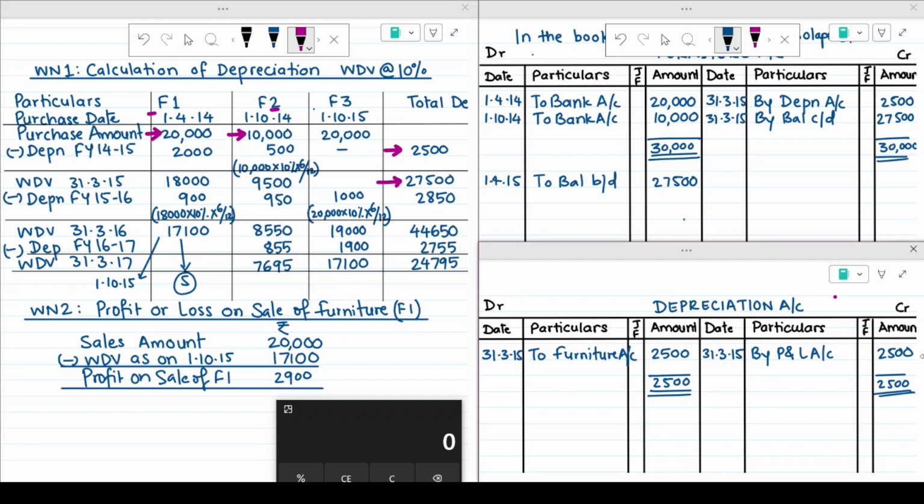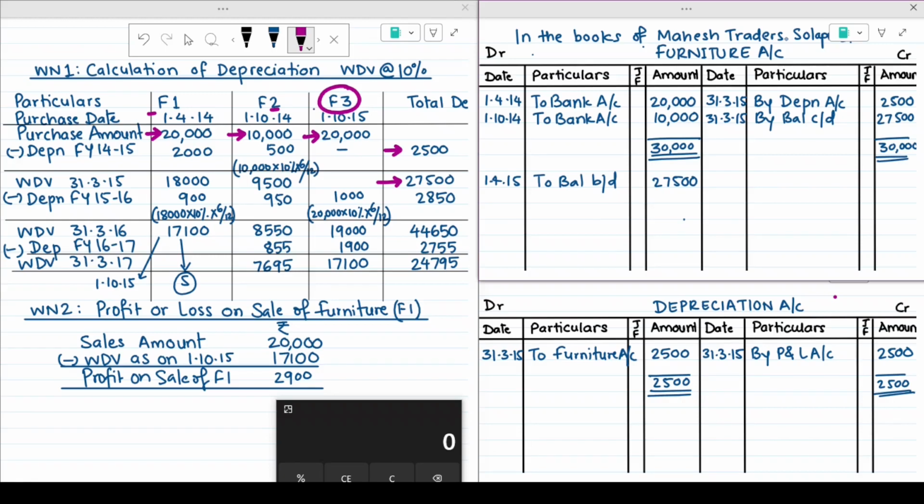Now in second year. In second year there is one purchase and one sale. So we will pass first the third asset's purchase entry of 20,000. Furniture account is debited on 1st October 15 to bank account. We paid through bank 20,000. And now the sale entry. First furniture is sold for 20,000 and the WDV is 17,100 at the time of sale, and we have got a profit of 2,900.